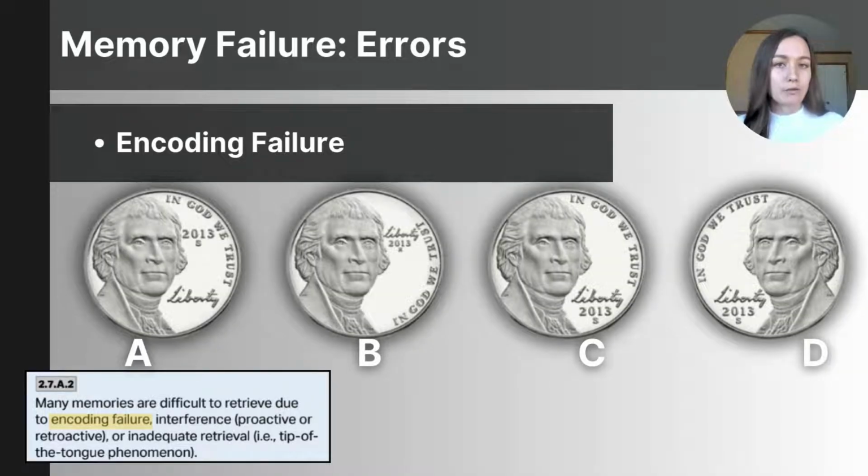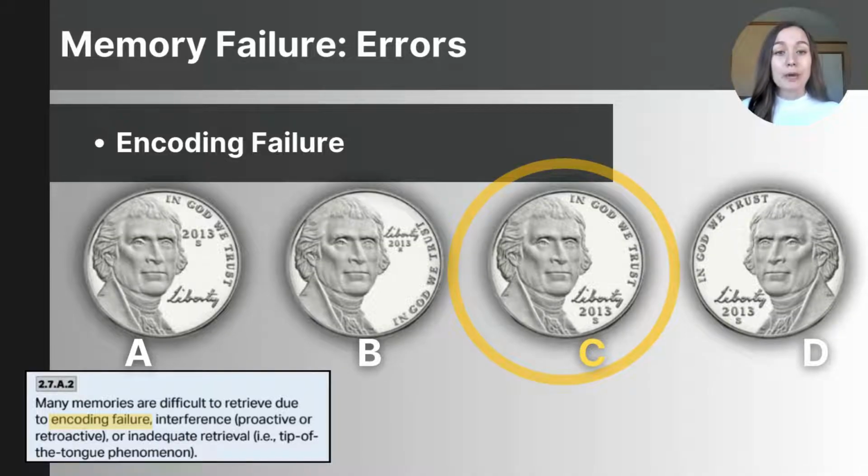So let's try this with a different example. I have illustrations of nickels on the screen, and I want you to think about which is the accurate depiction of the US nickel. Take a second to think about it, and if you don't want to hear the answer just yet, I want you to pause the video. So the correct answer is C. But I imagine this was really difficult for you because you probably didn't encode where all of these different elements were on that coin or that nickel because it wasn't important.